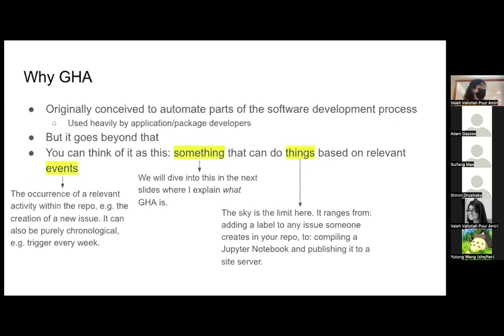Something is what we'll dive into in the next slides, where I will explain what GHA is. Things is pretty much anything that you can think about, so the sky is the limit here. It can go from adding a label to any issue that someone creates in your repository to compiling a Jupyter notebook or Jupyter Book and then publishing it to a site server. Events are the occurrence of relevant activities within your repository, but they can also be purely chronological, like let's say every week you want to launch a workflow. All of this will become more clear in a bit.